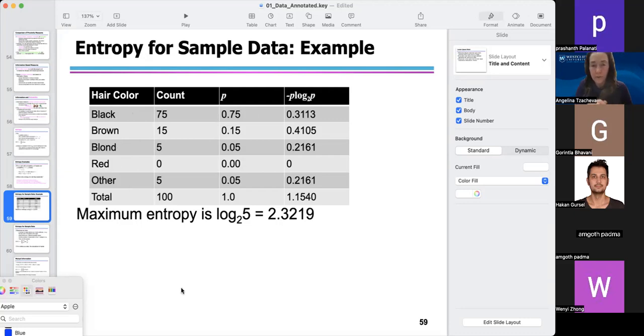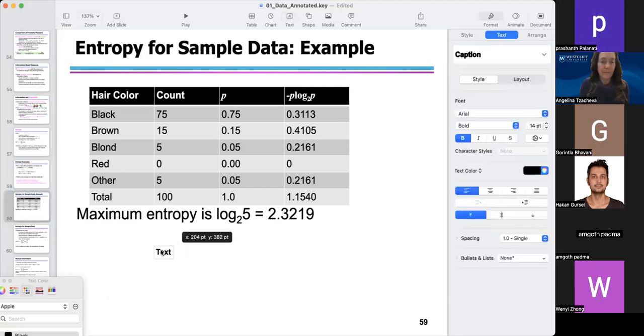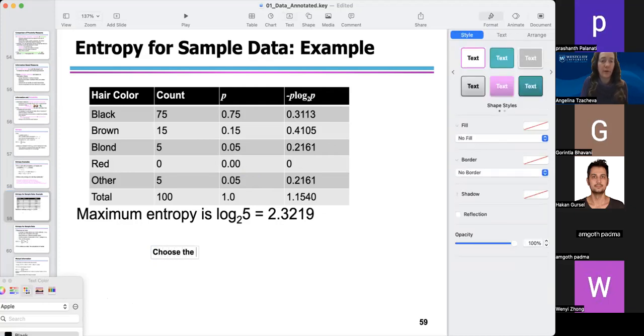And we are computing the entropy. That is, if we are to choose one of those colors to give us the highest information gain, we could use the entropy to make that determination. Choose the color that gives us the highest information gain.